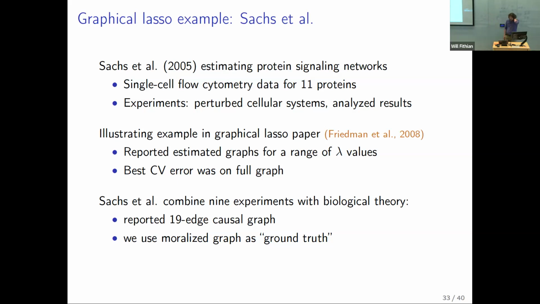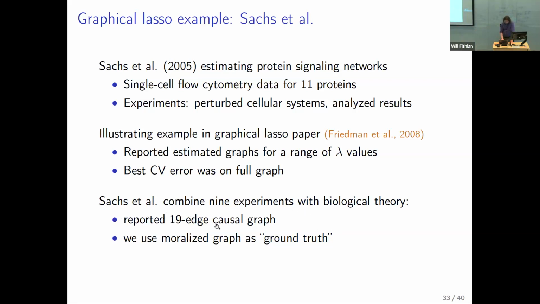So this example was the illustrating example in the graphical lasso paper. What they found is that the best cross-validation error was on putting everything in the full graph. So this doesn't really tell us which graph to actually choose. They showed a range of graphs, but they said we don't really know which one to choose. If you use cross-validation error, the data set is large enough that it'll just tell you to do the full graph. But what does that really mean? And again, for something like the graphical lasso, we would expect that the cross-validated lambda would overselect if we're thinking about type 1 error.